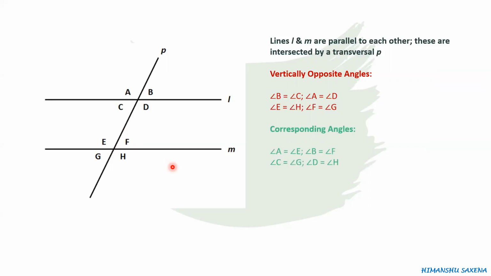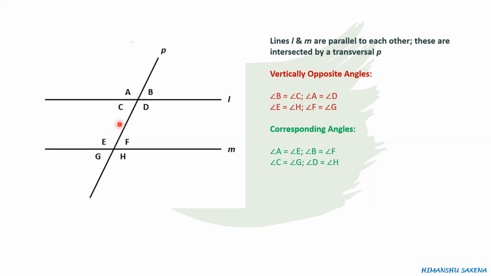Now let's look at the next set of angles, which is corresponding angles. So for corresponding angles, two lines are parallel to each other and these are intersected by a third line. Then corresponding angles are formed. Here A and E are corresponding angles. So these angles are on the same side of the transversal and they are also on the same side of the parallel lines. So A is above line L and E is above line M. These are called corresponding angles.